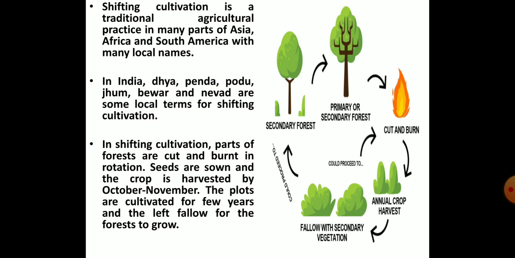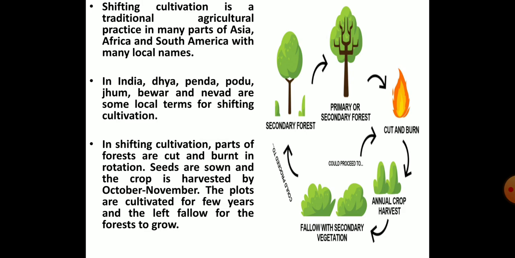European colonialism affected the practices of shifting cultivation. The shifting cultivation was affected most in this period. Shifting cultivation is a traditional agricultural practice in many parts of Asia, Africa, and South America, and has many local names. Such as in India, it is called dhya, jhum, bewar, podu, etc.